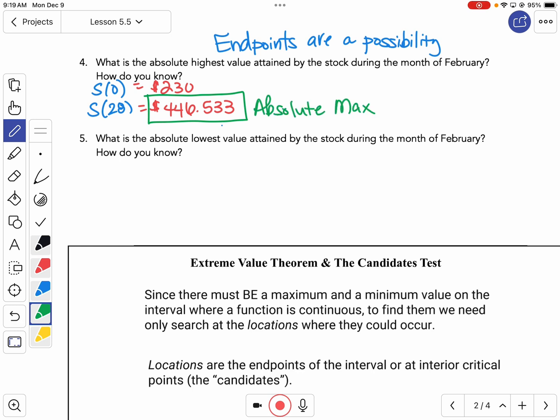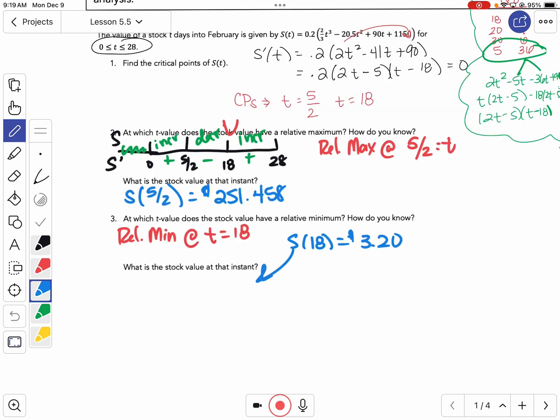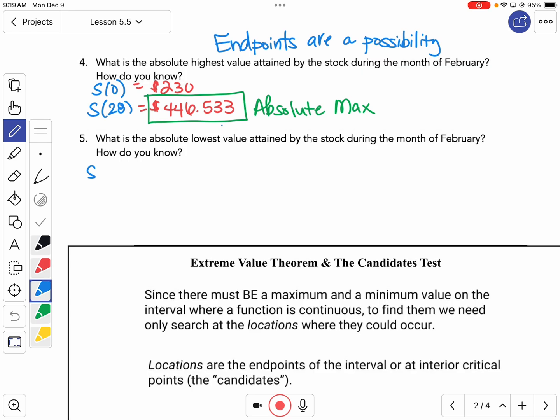maximum. Okay, the reason we know that's true is because the only place that maximums occur are at critical points or endpoints. All right, and we'd already looked at the critical points. We knew what they were there, and they were not as high as it is right here. Okay, and then what's the absolute lowest value attained? Yeah, that one came from the day before, right? That one came from day 18. It was $3.20. So S at 18, which was $3.20. That is my absolute min.